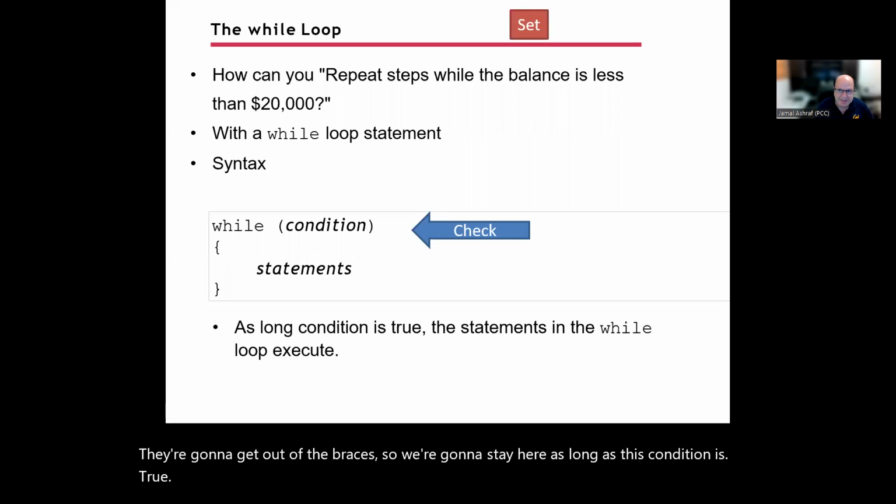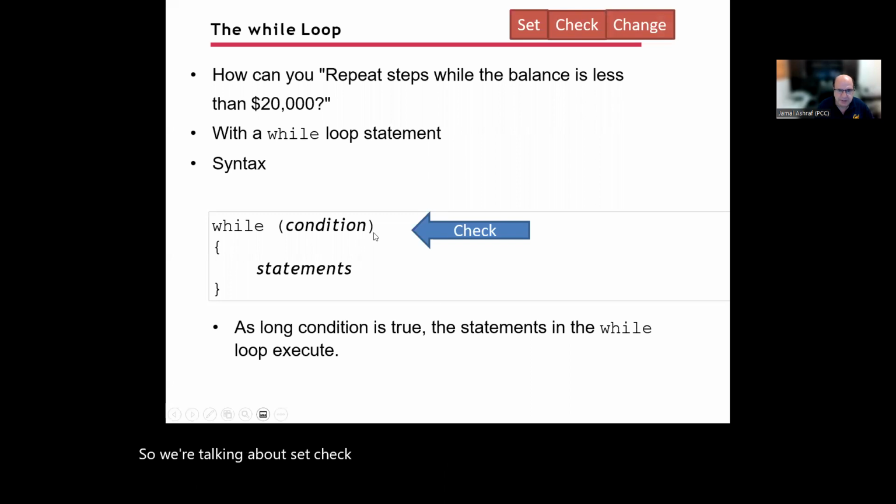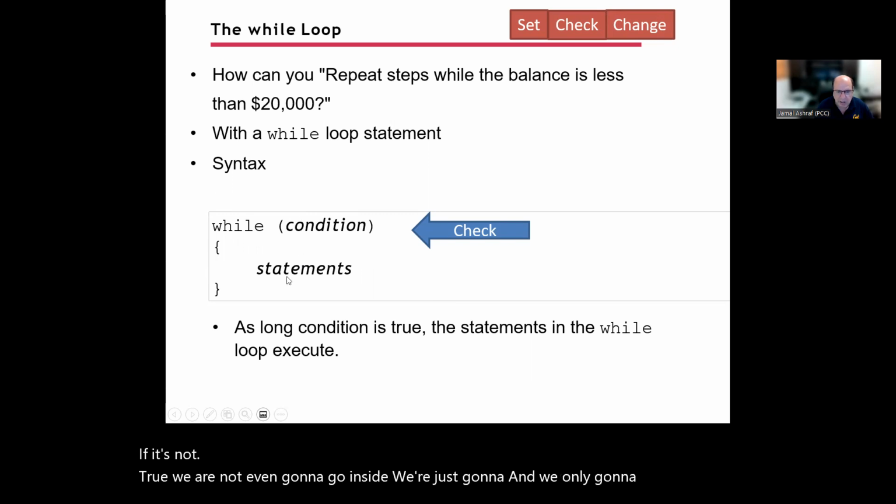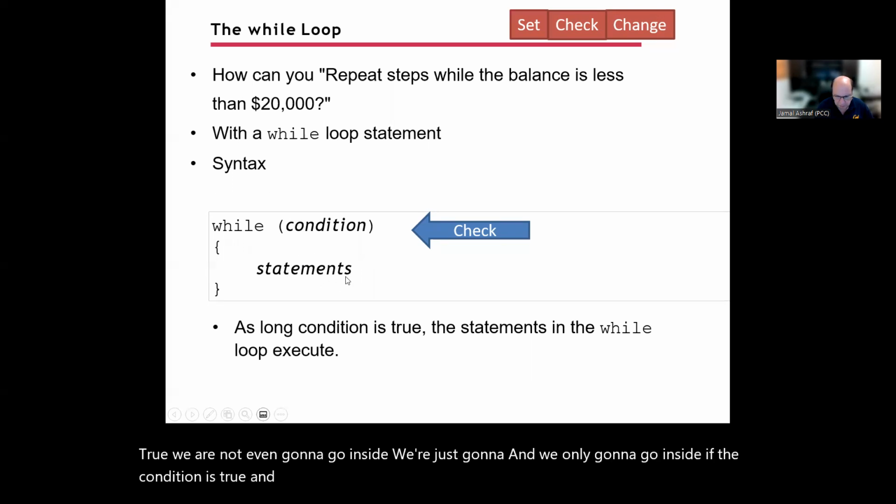So we're talking about set, check, and change. That means this condition has to be set before the while loop. And when we get to the while loop, we're going to check it. If it's not true, we are not even going to go inside. We're only going to go inside if the condition is true, and then we're going to stay here till we stop.